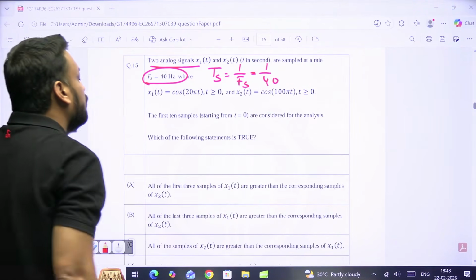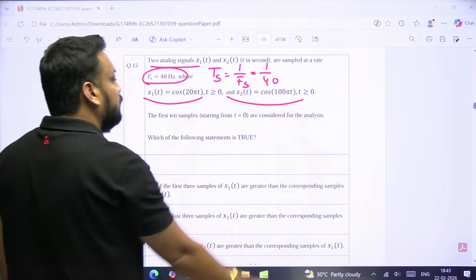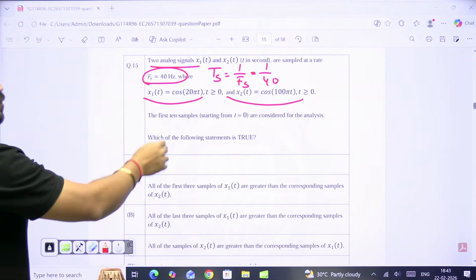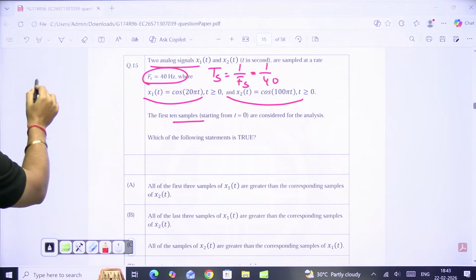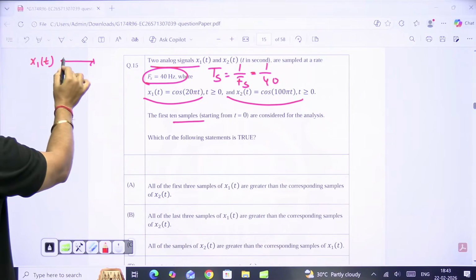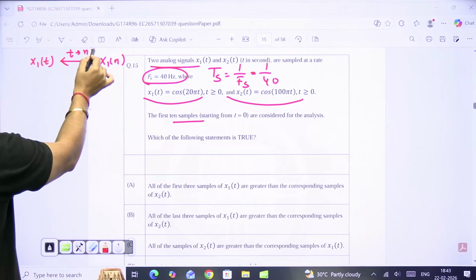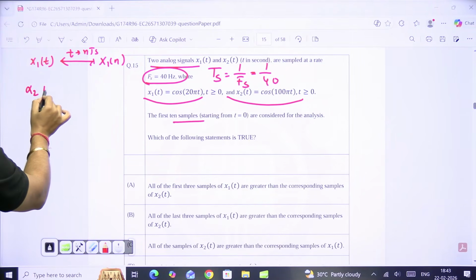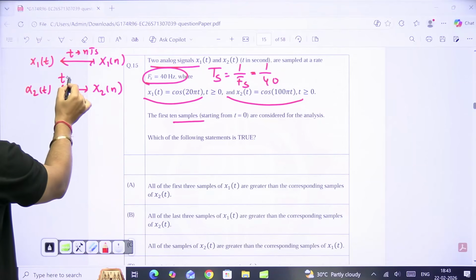Absolutely given, sir. Now x1(t) and x2(t), both continuous-time or analog signals, are given to us. The examiner wants us to find the sampled version, the first 10 samples. Okay, so first of all, can you please tell me how to convert x1(t) to x1[n]? To convert x1(t) to x1[n] we have to replace t with nTs. Similarly, to convert x2(t) into discrete x2[n], you should replace t with nTs.